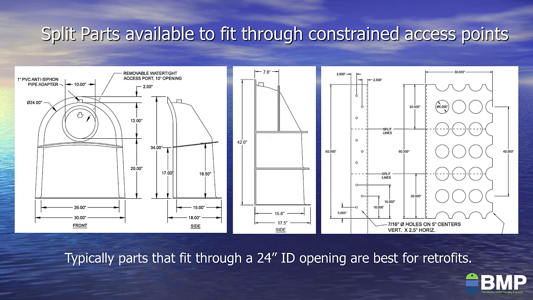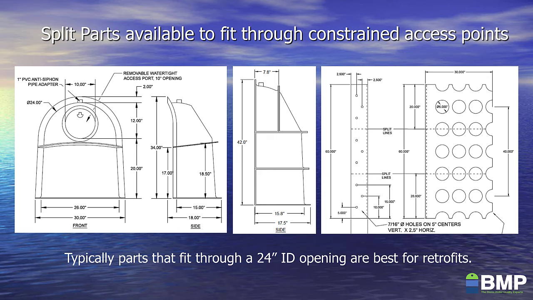BMP has a number of split parts that are designed to fit through structures with constrained access. That can be important, for instance, if you have a situation where you might need a 24F snout to fit through a 24-inch manhole opening. Well, that's not going to work because the snout's 30 inches wide at its base. But fortunately, we have a number of split snouts that are split in 2 or more pieces that allow you to basically fold them into smaller size openings.